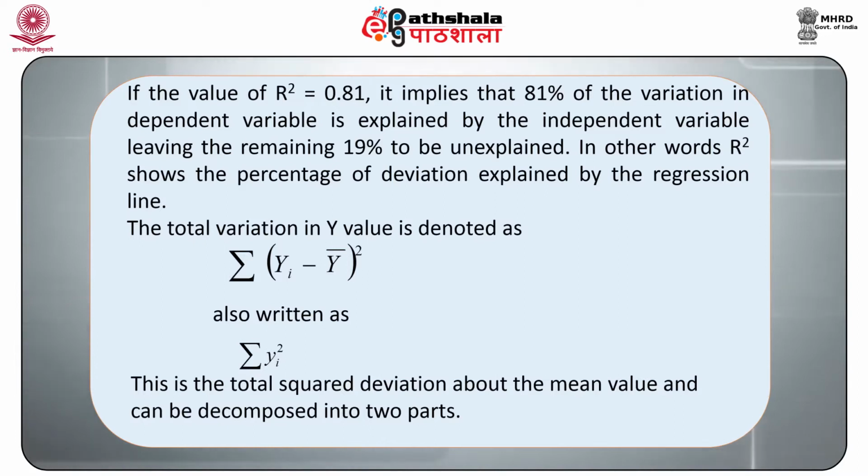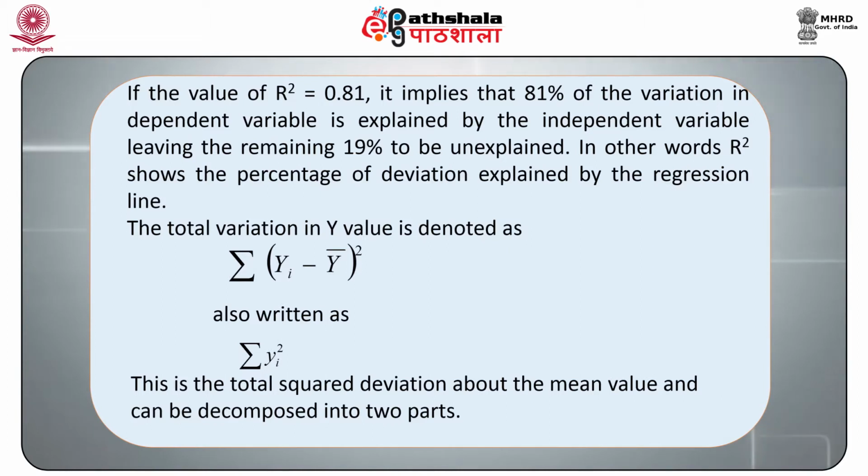In other words, R square shows the percentage of deviation explained by the regression line. The total variation in y value, I am sure you know, is denoted as summation (yi minus y bar) square, which is also written as summation small yi square. Let me remind you, I am sure by now you would all be familiar that these small values xi, yi, etc. are always in terms of the deviations from their arithmetic mean.